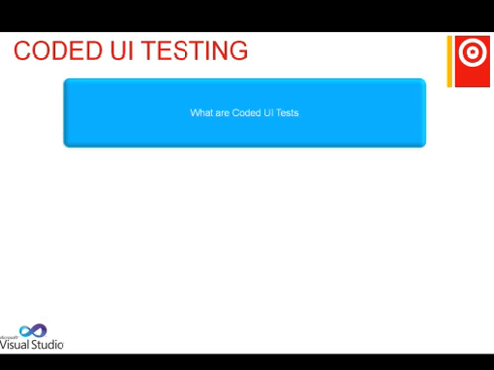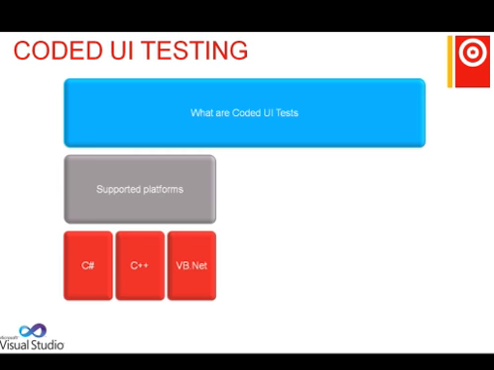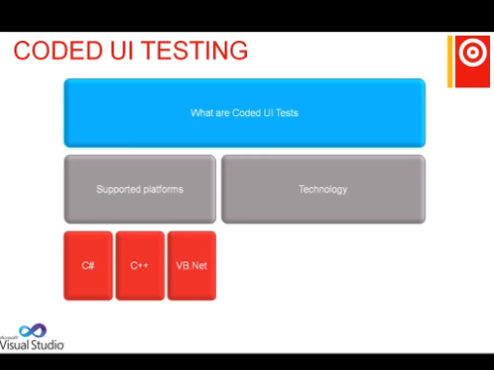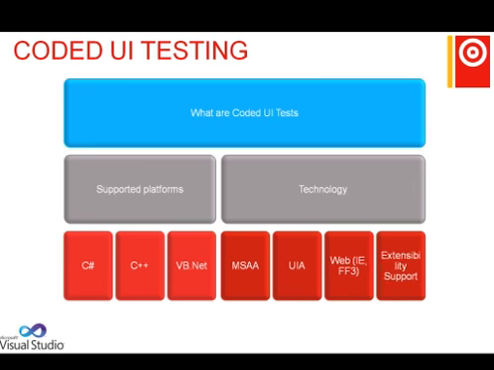So what are coded UI tests? Well, in essence, coded UI tests are relatively simple programs. Supported platforms are C#, C++, and VB.NET. They rely on multiple technologies, from legacy Microsoft Active Accessibility components to user interface automation. Browser support for Internet Explorer and Firefox 3 comes out of the box through extensibility support.